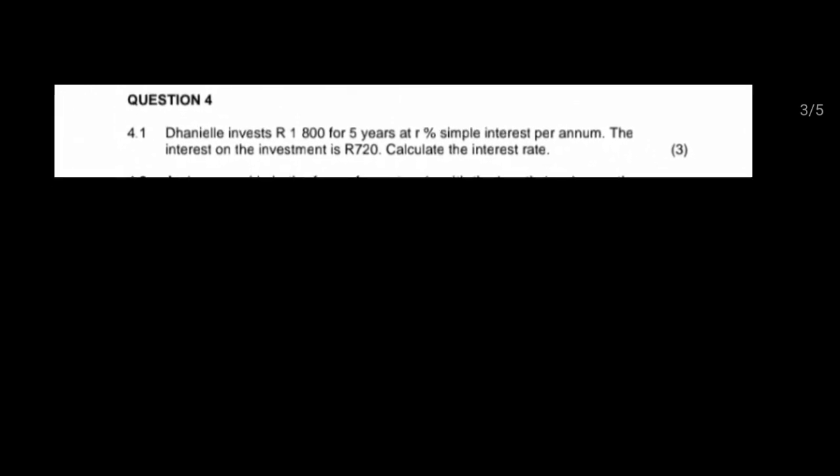This question here is from November 2018, as you can see. Question 4. Daniel invests 1,800 Rand for 5 years at R% simple interest. The interest on the investment is 720. Now calculate the interest rate.